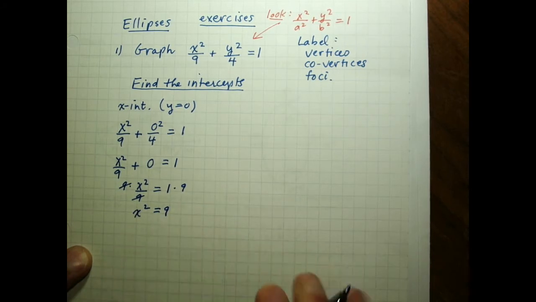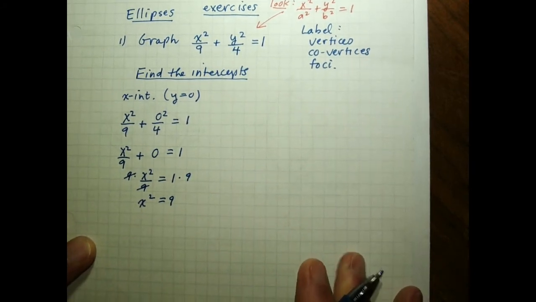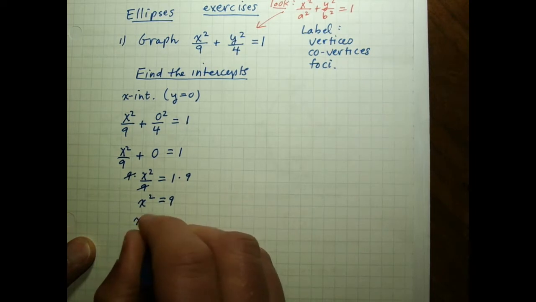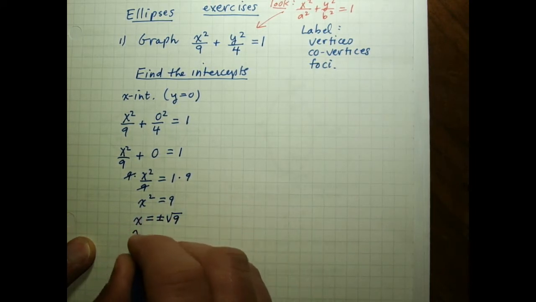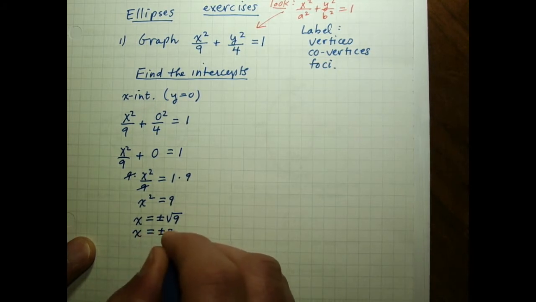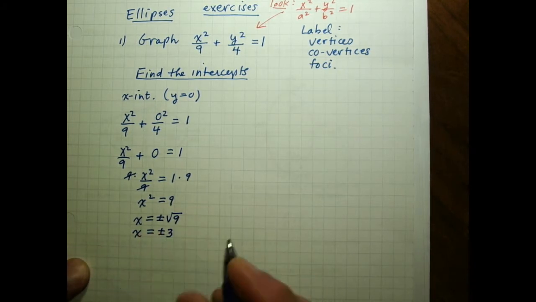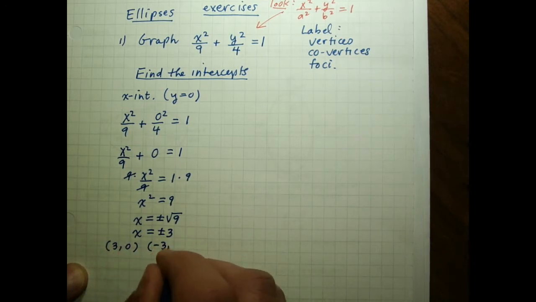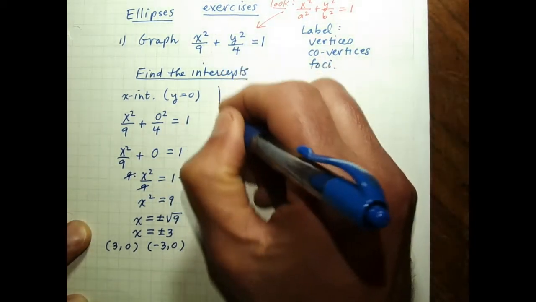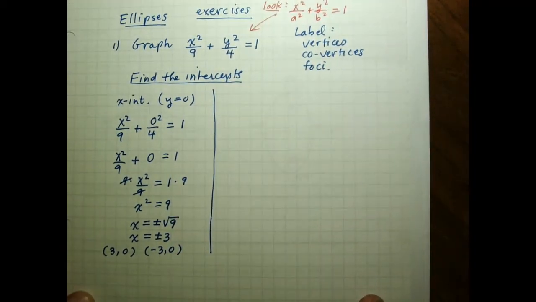And I have a little quadratic equation where I have to take square roots. X is going to be plus or minus square root of 9. X is plus or minus 3. So we do get two square roots here. We have to get both the positive and the negative. We have two x-intercepts, 3, 0, and negative 3, 0.